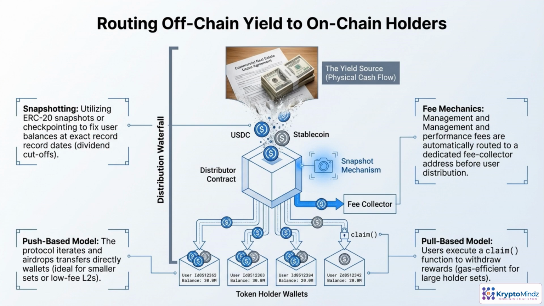When a real-world asset produces cash, the protocol's job is to translate that into predictable on-chain payouts. Off-chain cash is first converted into a stablecoin and sent into a distributor contract. A snapshot or checkpoint fixes who is entitled to what at a specific cutoff time. Before investors receive anything, the system automatically peels off management and performance fees. From there, yield can be pushed directly to wallets, or users can save gas by calling a claim function to pull their rewards.